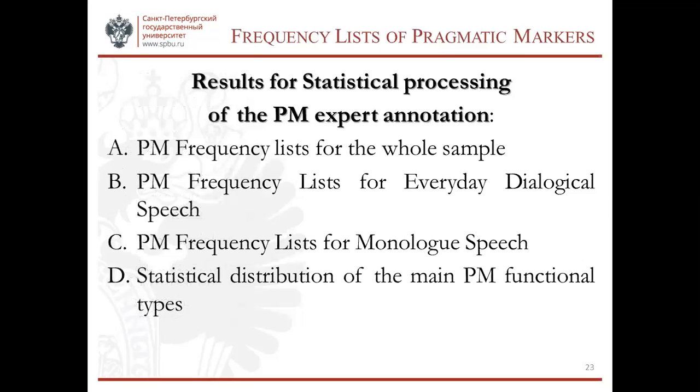So in these slides, we are going to speak about frequency lists of pragmatic markers. And here you can see the results of statistical processing of the pragmatic markers expert annotation. I'll be showing you in the next slides the data on frequency of different kinds. First, we'll be talking about frequency lists of pragmatic markers for the whole sample. Then we'll take dialogical speech. Then we'll take monological speech, and finally, the statistical distribution of the main pragmatic functional types, both in dialogues and monologues.